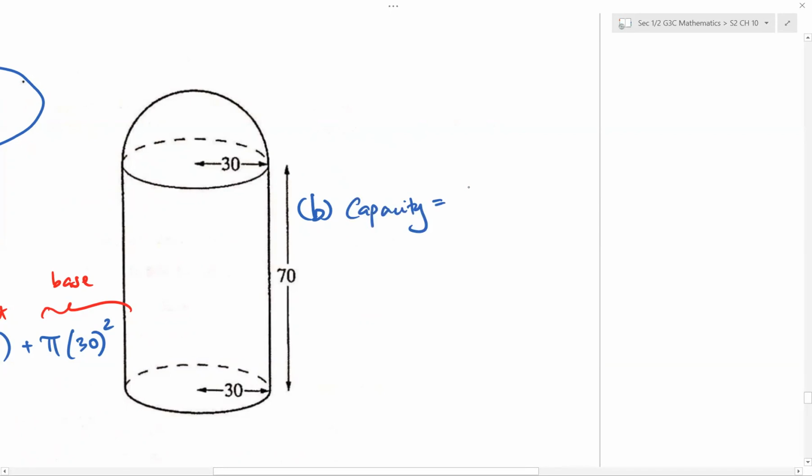Do you say 4/3 pi times 30 square? Okay, what is this for?